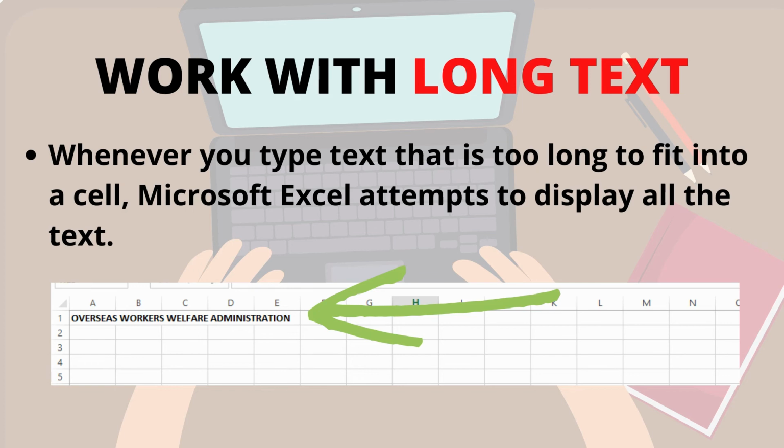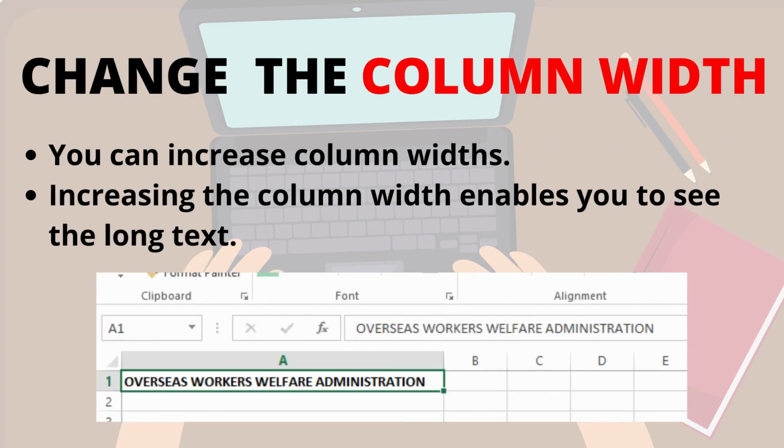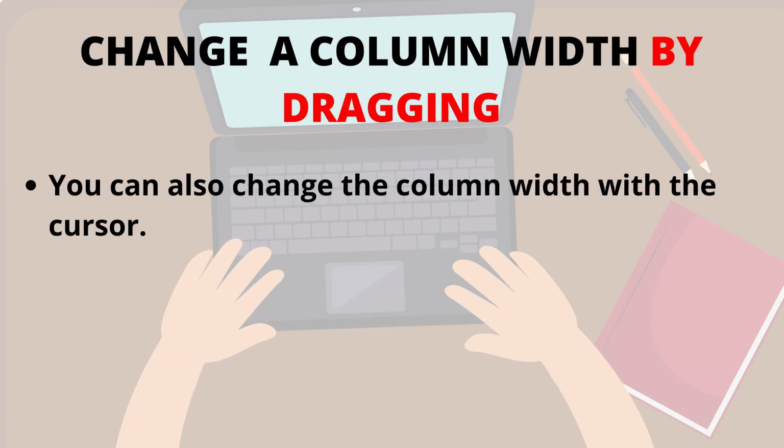Work with long text. Whenever you type text that is too long to fit into a cell, Microsoft Excel attempts to display all the text. Change the column width. You can increase column widths. Increasing the column width enables you to see the long text. Change the column width by dragging. You can also change the column width with the cursor.